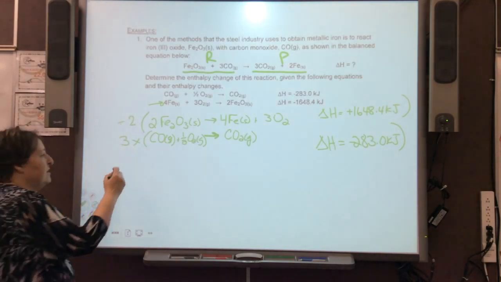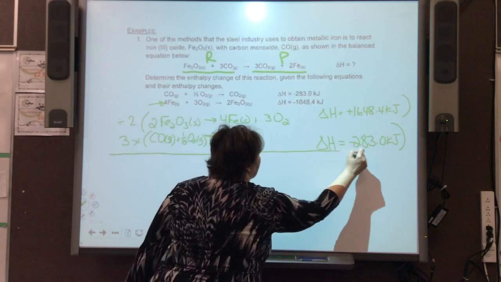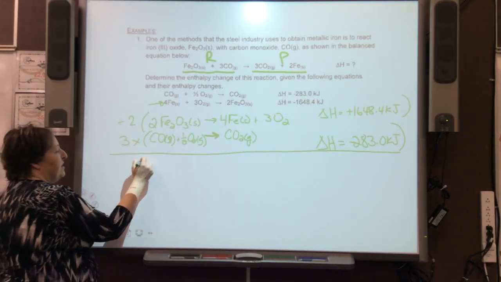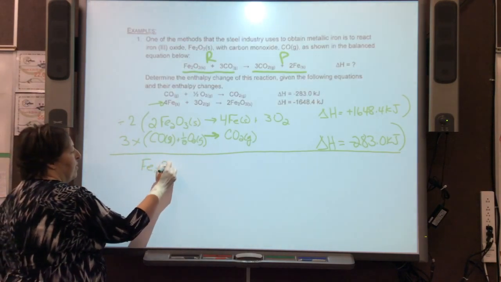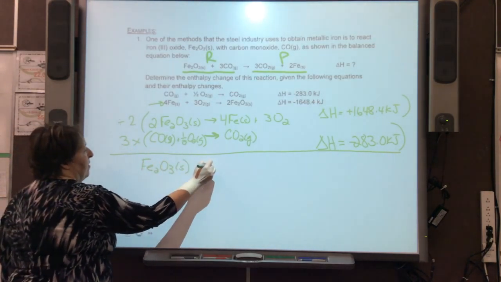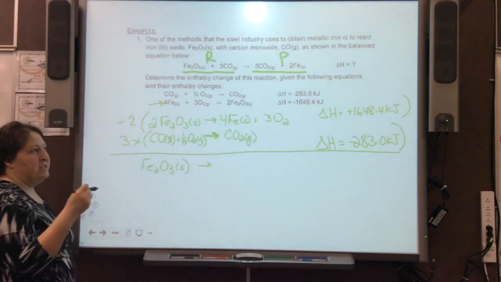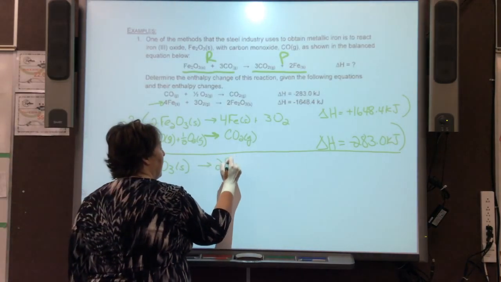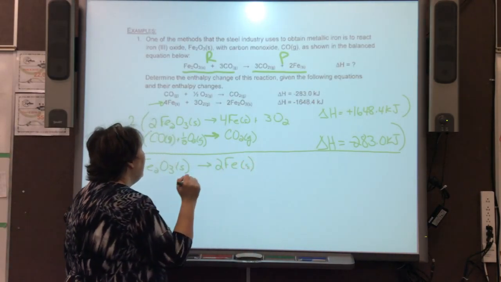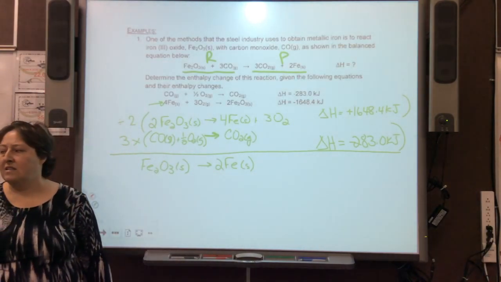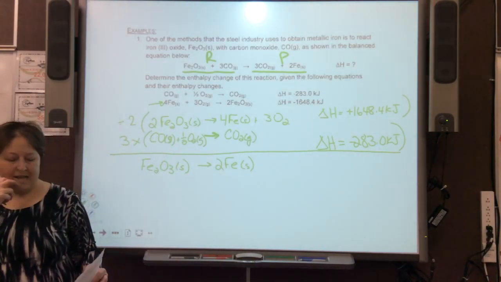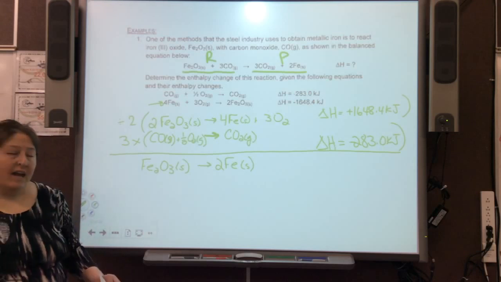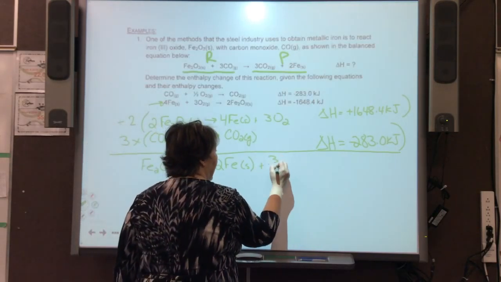So our new line is going to look like this. 2 iron 3 oxides divided by 2 gives us 1. 4 irons divided by 2 gives us 2 irons. 3 oxides divided by 2 gives us 1.5, which we write like this as 3 halves.